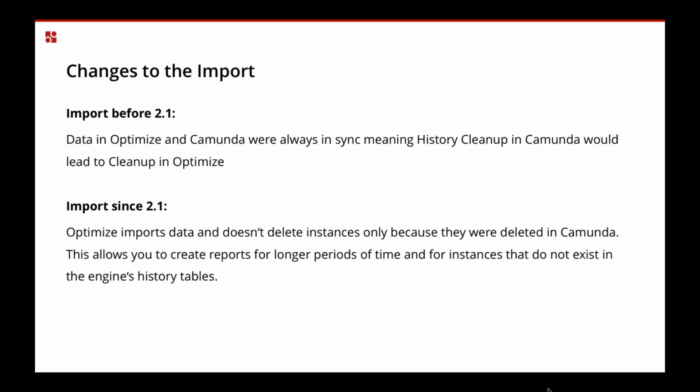And since 2.1, this has been changed. So now we will store all the historic data that we have in Camunda Optimize, and nothing will be deleted there just because it has been deleted in Camunda BPM. I think this is a really good feature that will bring a lot of value and also has been requested by different customers and prospects. So that's a really cool thing. Okay, I think this is it for now, what I wanted to cover regarding the new features.